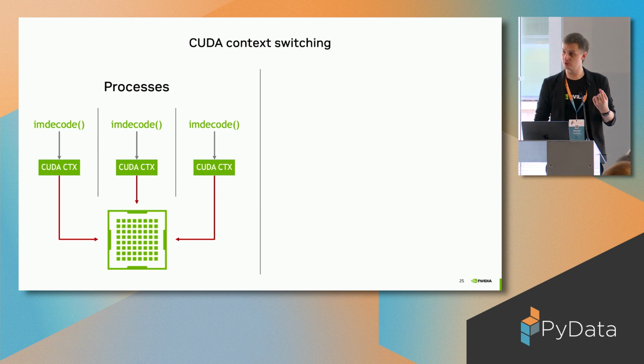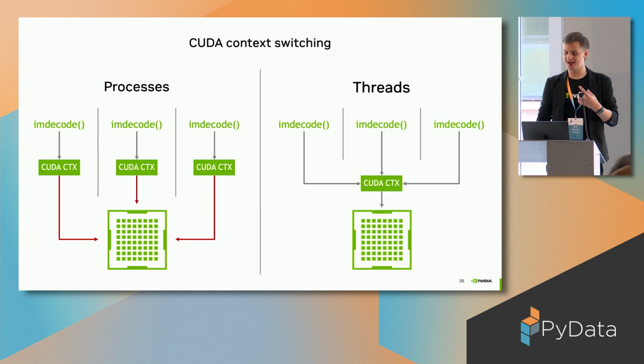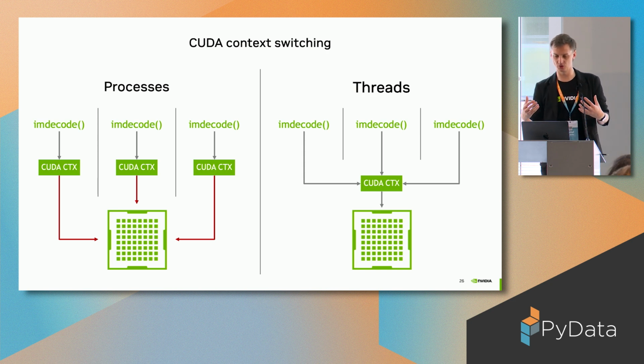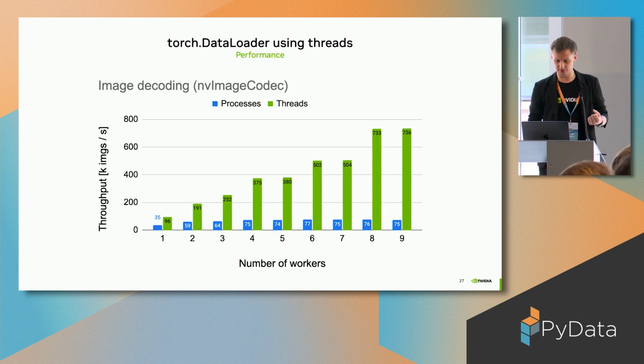However, if I would use threads for it, I can share the CUDA context. So there's only one. And now every image decode function can use this one particular CUDA context, and it doesn't need to be switched. This is quite a good speedup here. And how much is the speedup? Well, we ran the benchmark, and this is quite significant, right?